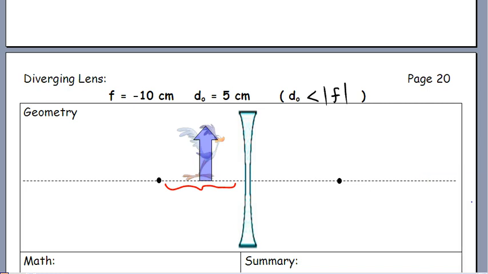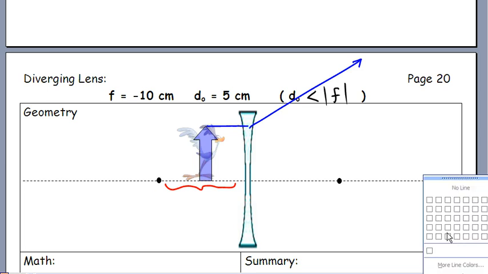So I'm going to go towards the lens, parallel, and then line up with the wrong focal point, this one here with my ruler. So that's where my ruler's touching right now when I go to draw that. Okay, that worked pretty well. Now let's do it the other way around. Let's go into the lens.